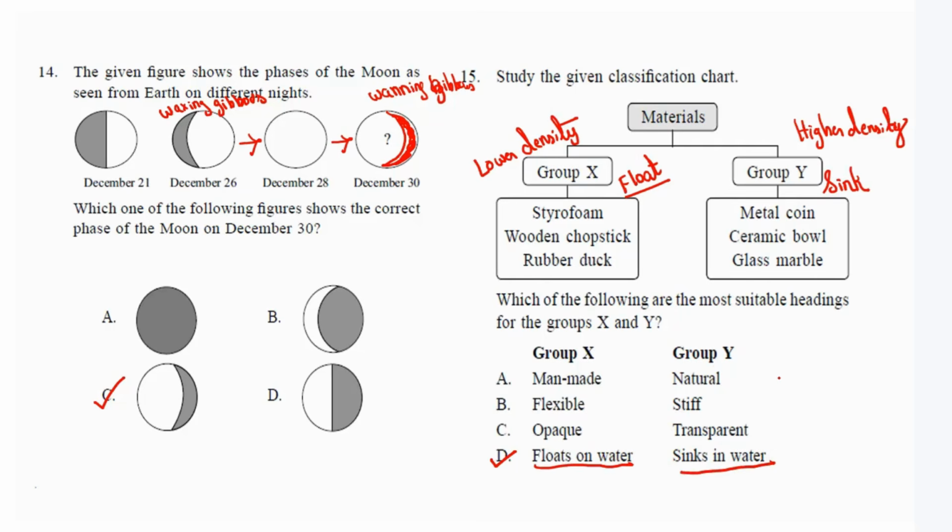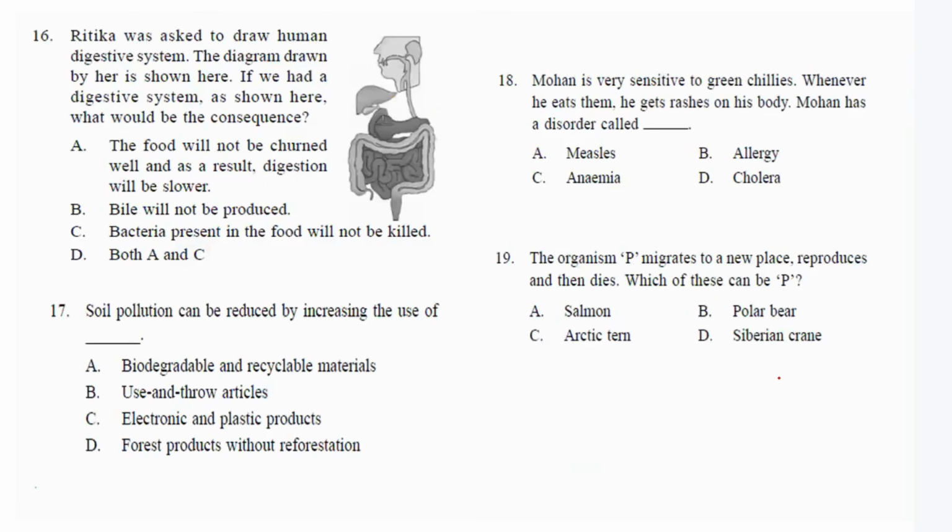So they are differentiated based on the properties of floating or sinking in water. Coming to question number 16. In question number 16, it is said, Vitika was asked to draw a human digestive system. The diagram drawn by her is shown here. If we had a digestive system as shown here, what would be the consequence?